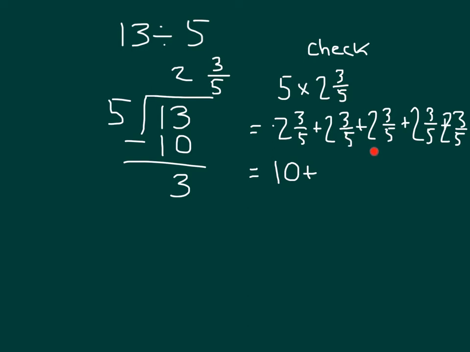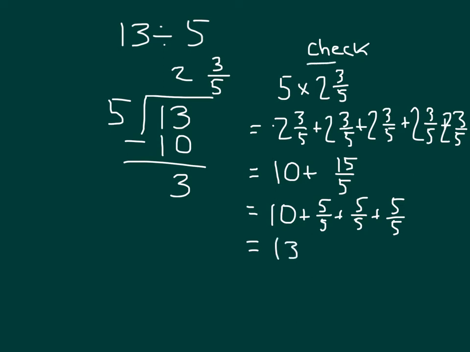3, 6, 9, 12, 15/5. So that's 10 plus 15/5. 15/5 is also equal to 5/5 plus 5/5 plus 5/5, and I know that 5/5 is equal to a whole. So that's 10 plus 1, 1, and 1, which is 13. And so my check is accurate.